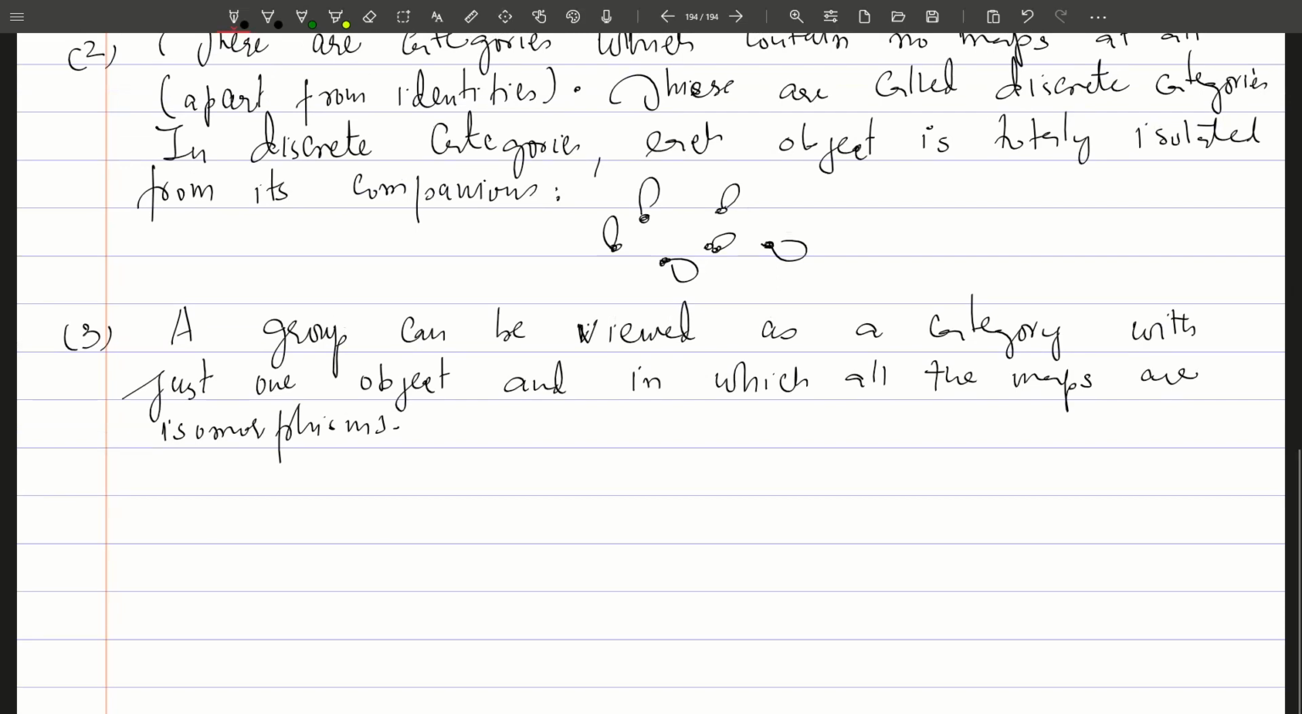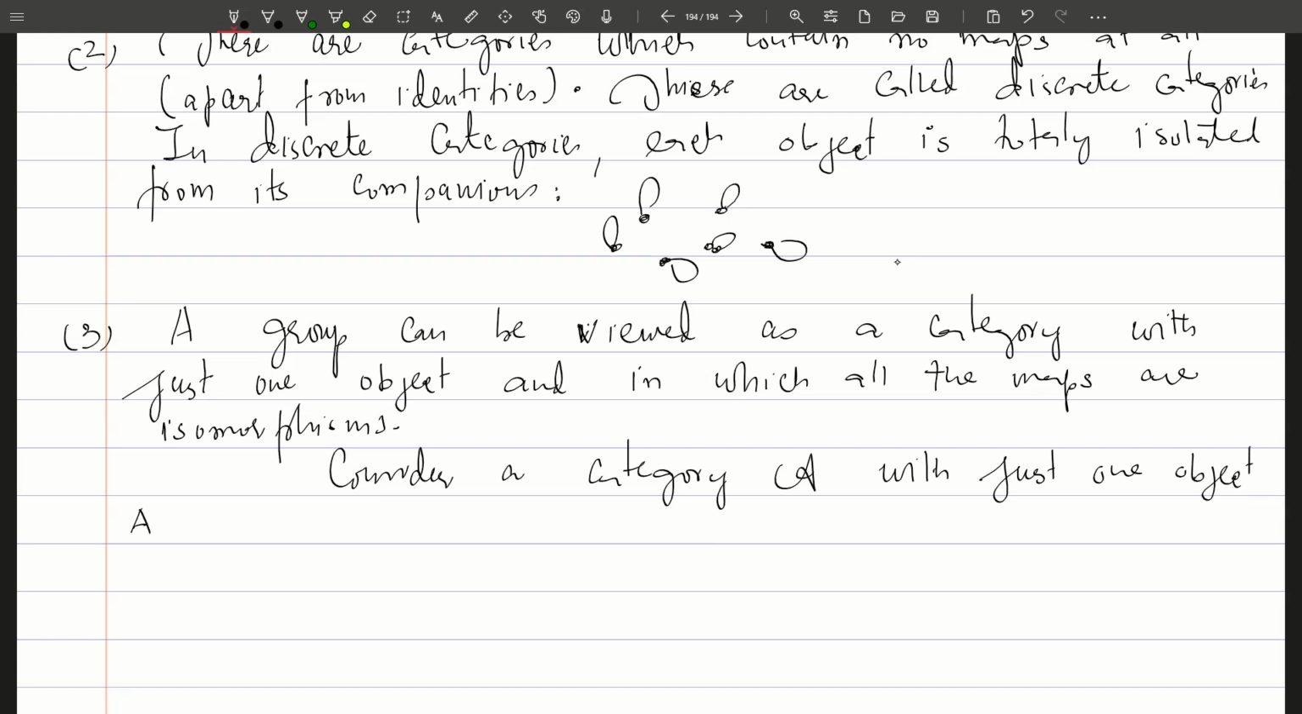To illustrate this, let us consider a category, say fancy A, with just one object, say A. Then this category A consists of a set of maps: the set home AA, the set of all maps from A to A.